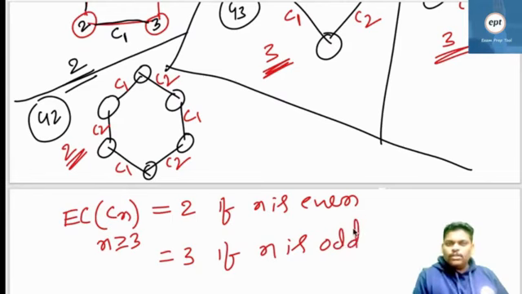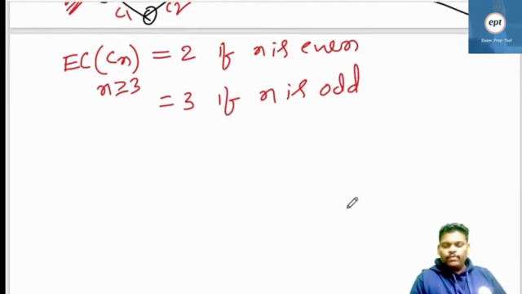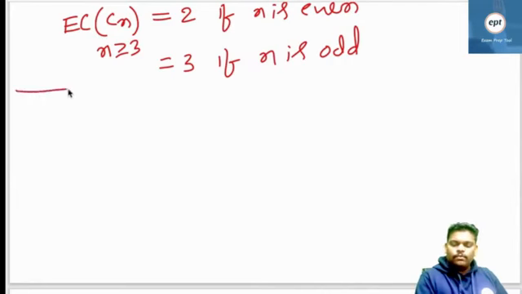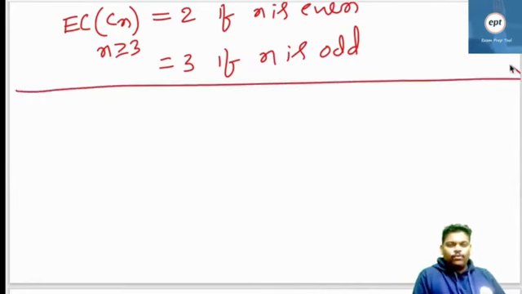If n is odd. Check one time. If you are okay with this, we can move forward. Edge chromatic number for Cn is equal to 2 if n is even, 3 if n is odd. Are you okay? Can I move to next?